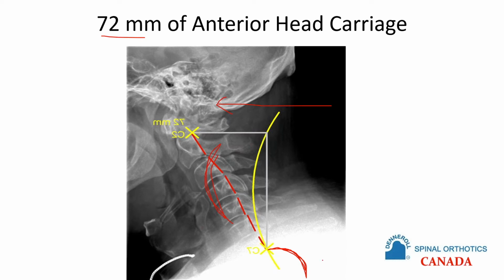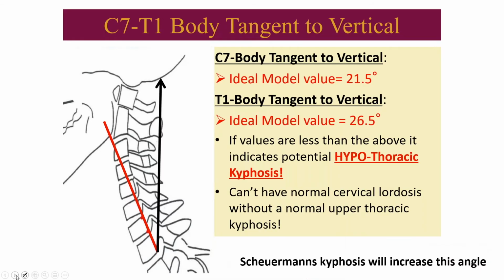So in a case like this, if we flatten the thoracic spine and we decrease the kyphosis, we're not only going to improve the curve, we're going to get the head back. By addressing the thoracic spine in a case like this, we're actually going to get better cervical results than using a cervical Denneroll, okay?